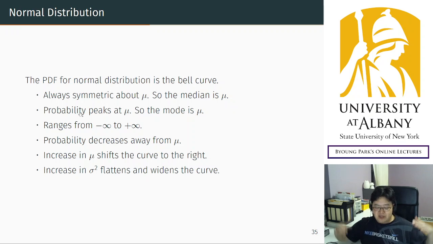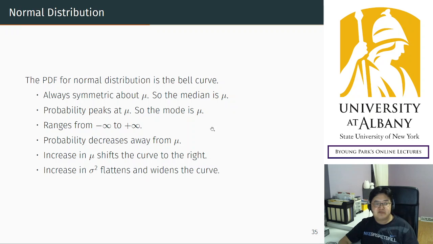And also, because it's symmetric, it peaks at the mean. The mode is where the probability is highest, and that is also the mean. So the mode, the median, and the mean are the same thing. These three are measures of central location. All of them are the same because of the symmetry.